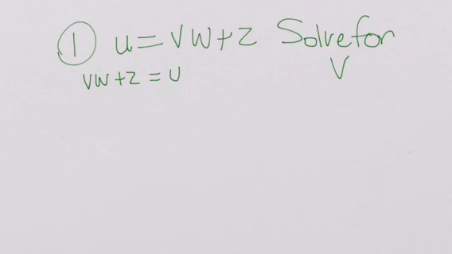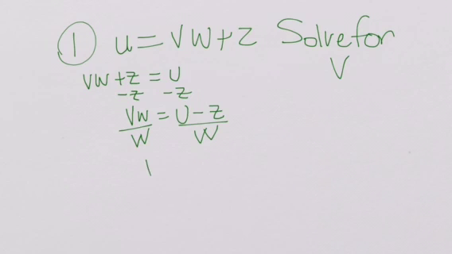Is the variable on the left? Yes, it is. Is it by itself? No. So we're going to go ahead and zero pair out the Z. So now we're going to have VW is equal to U minus Z. Is the variable on the left? Yes. Is it by itself? No. We've already zero paired out, so now we're going to divide by W. And so it's going to be V is equal to U minus Z over W.